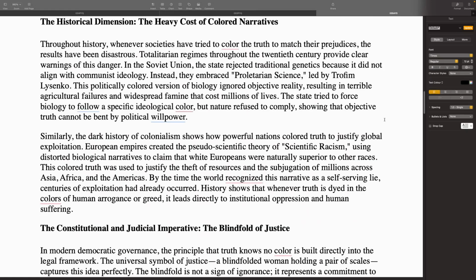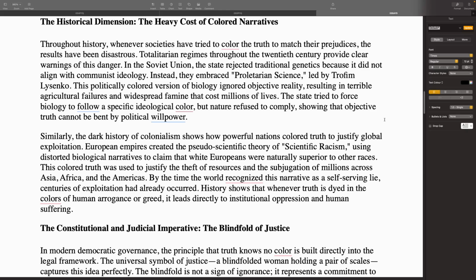Historical dimension. Throughout history, whenever societies have tried to color the truth to match their prejudices, the results have been disastrous. Totalitarian regimes throughout the 20th century provide clear warning of this danger. In the Soviet Union, the state rejected traditional genetics because it did not align with communist ideology. Instead, they embraced proletarian science led by Trofim Lysenko. This politically colored version of biology ignored objective realities, resulting in terrible agricultural failures and widespread famine that cost millions of lives. The state tried to force biology to follow a specific ideological color, but nature refused to comply, showing that objective truth cannot be bent by political willpower.